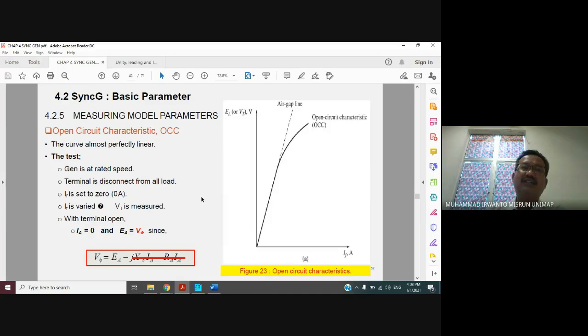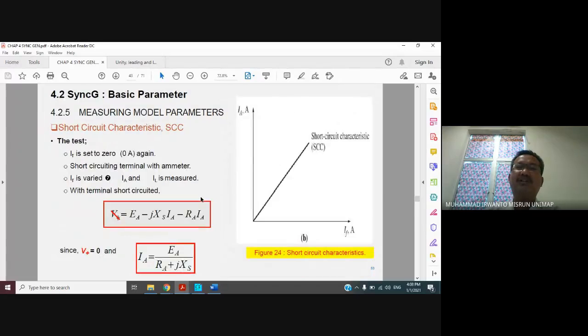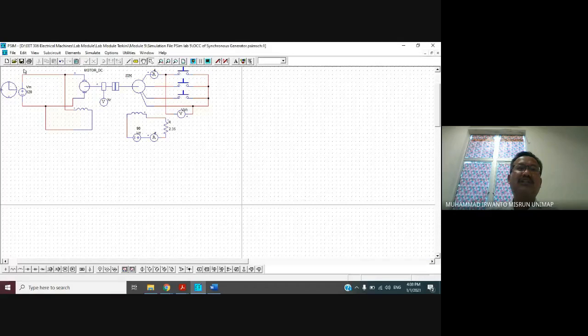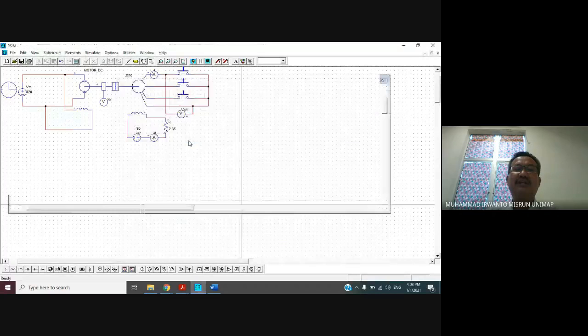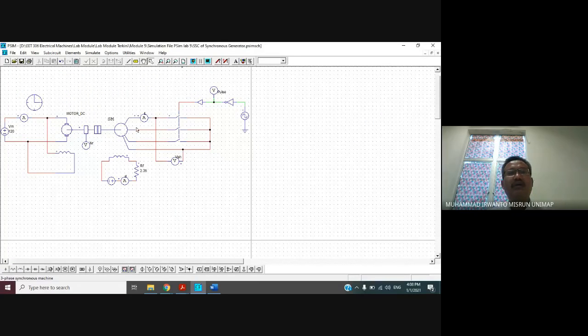Okay, and then lastly we do one test, which we call the short circuit current test. Meaning, when the generator is operating, after that we give a short to all the terminals of the synchronous generator here. In the module, I made the flow like this. Now when this switch is closed, meaning we give the short circuit.